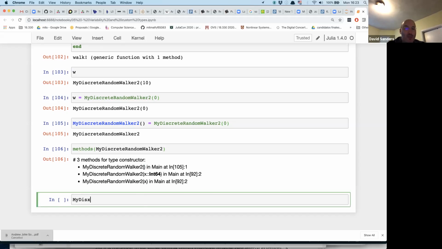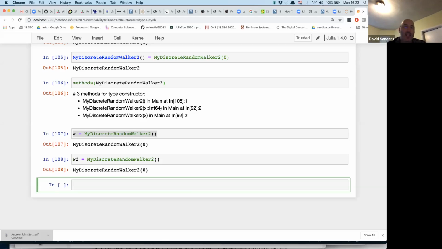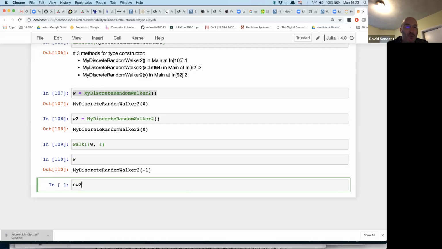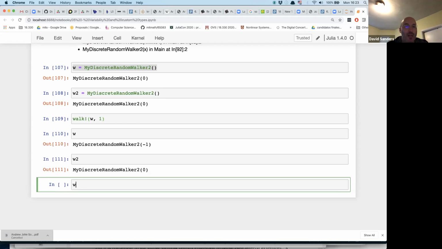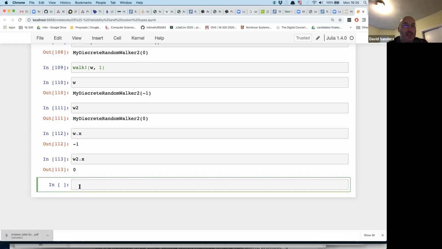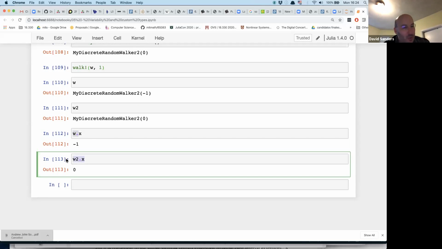So if I just do my discrete random walker 2, W is this with no arguments. Now it generates one that's automatically at 0. And if I do W2, that generates a different one, right? So if I make W walk 1 step, then W moved, but W2, of course, is completely independent and it did not move. So inside W, there's a variable called X. Inside W2, there's a variable called X, but they're different, right? They're different variables X because they live in different boxes. They just have the same name, but well, they don't really have quite the same name. One of them is called W.X and the other is called W2.X.